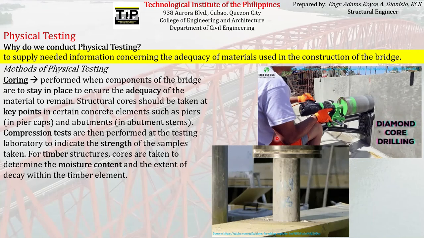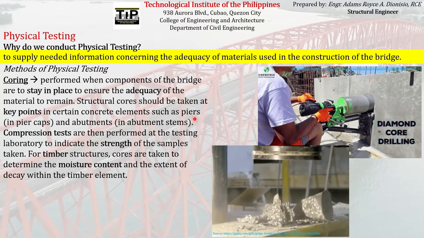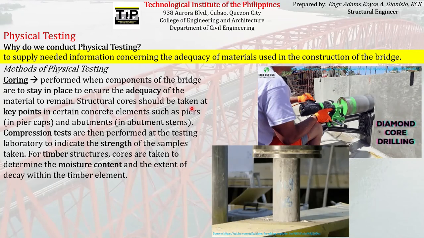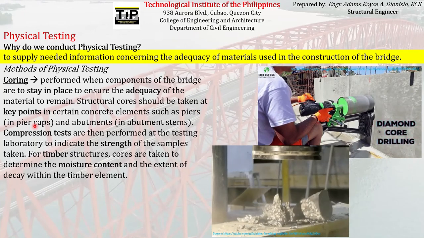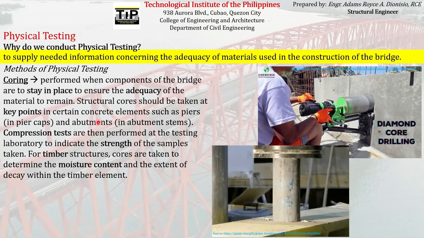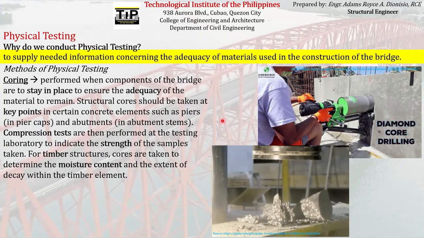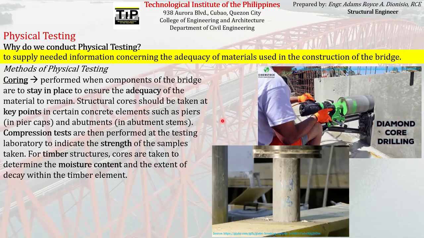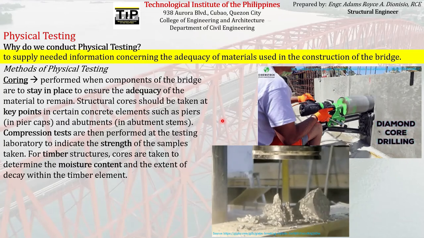We usually core holes on the bridge component on a particular key location. Like for example, in the case of piers, we don't just bore a hole or core a hole on the pier itself. Usually we bore a hole on the pier caps. And in the case of abutments, we usually get a core sample from the abutment stems. So we don't just core a hole randomly. We usually get a core sample on key locations on the particular bridge component.